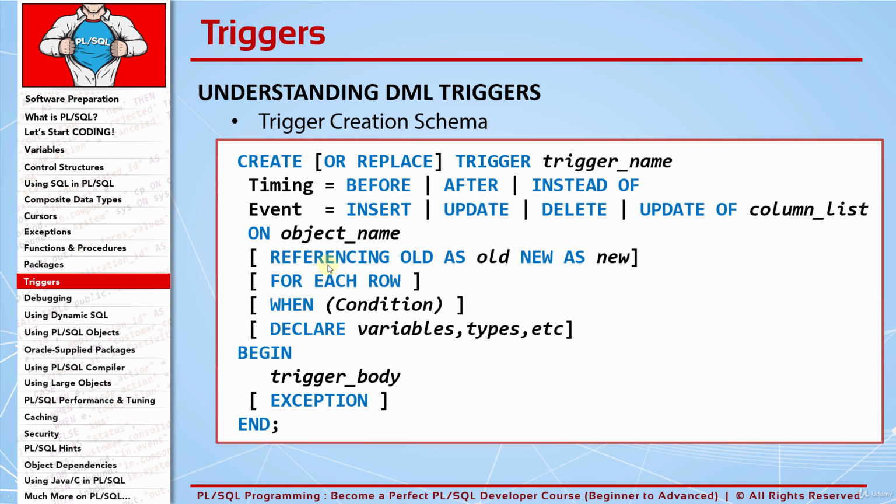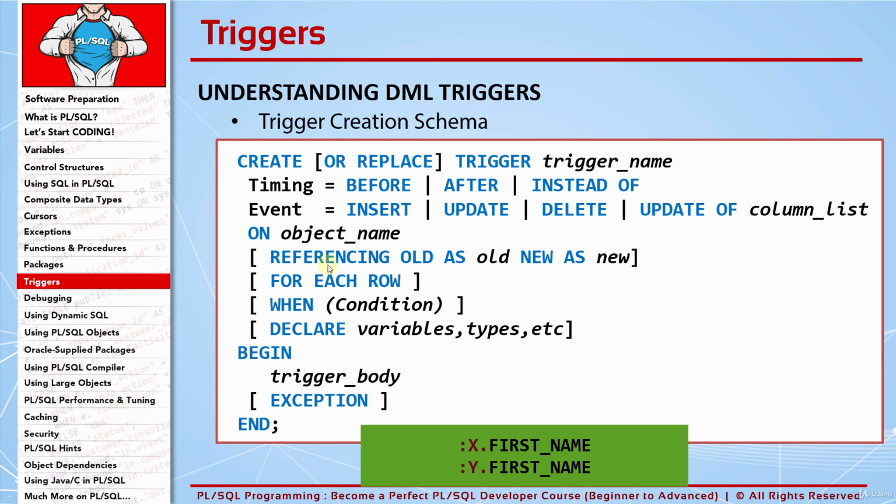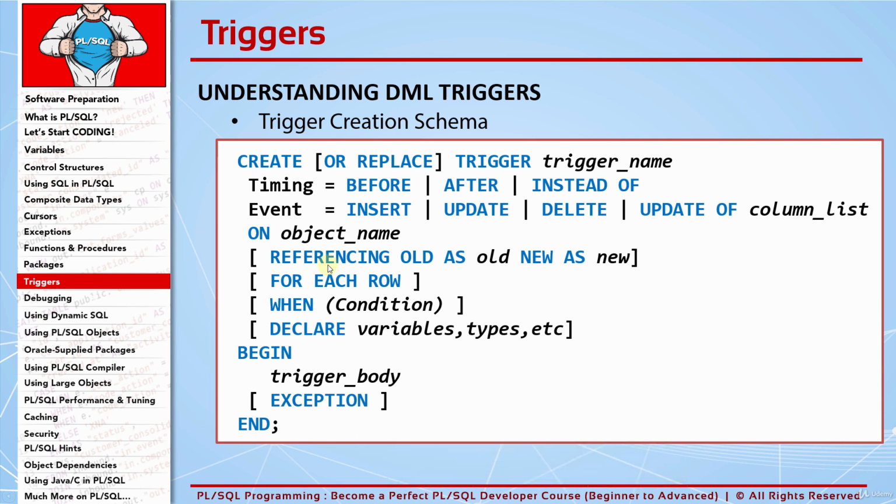But this referencing old as old or new as new means specifying aliases for the old and new identifiers. We can specify X and Y for old and new identifiers. So you can reach old values of a column by writing colon sign y.column_name. You will understand better when you see the examples.